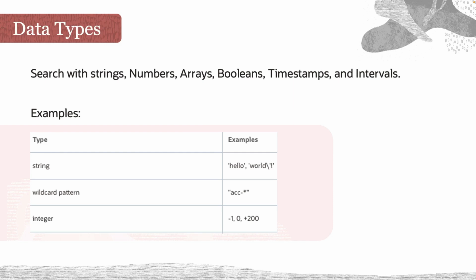You could also specify wildcards with the asterisk sign to search strings starting with a word or letters. Integers are another data type, and it is usually used to mention timestamps like the start time and the end time.